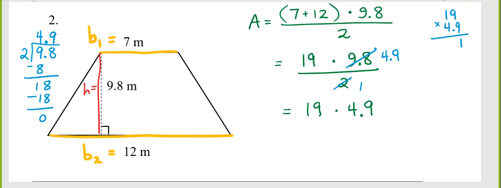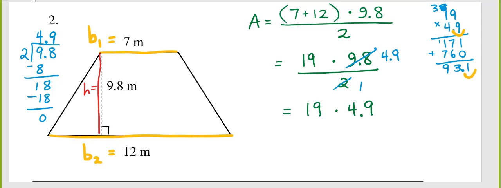9 times 9 is 81. 9 times 1 is 9, plus 8 is 17. 0 placeholder. 4 times 9 is 36. 4 times 1 is 4, plus 3 is 7. If I add that, I get 931. I have 1 decimal place to scoot over.